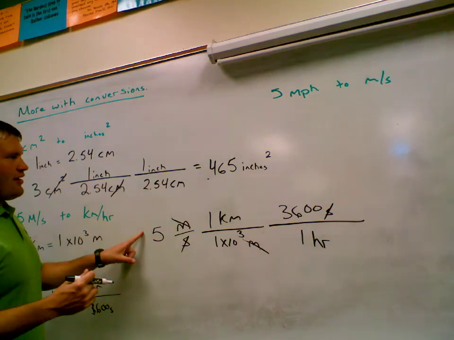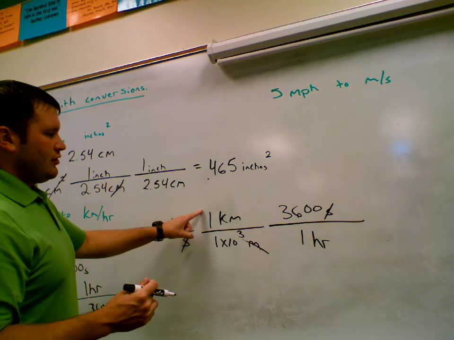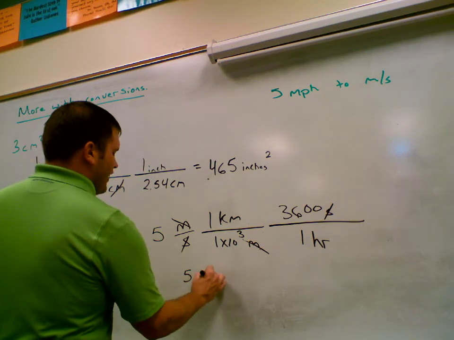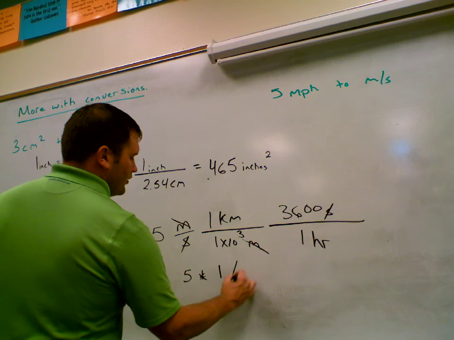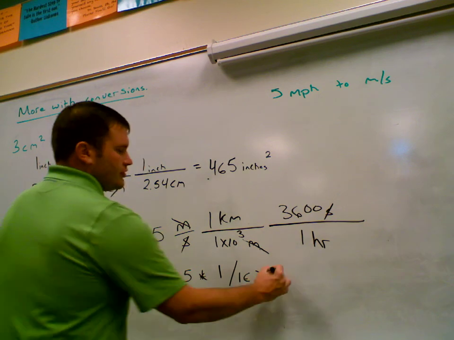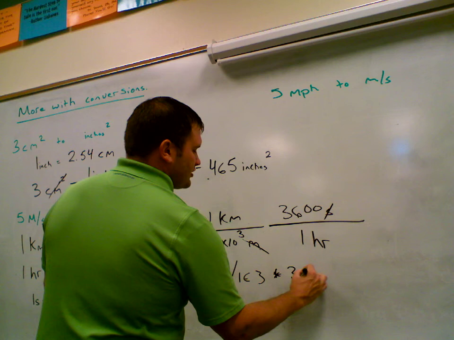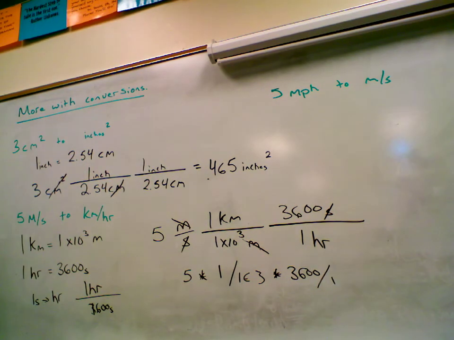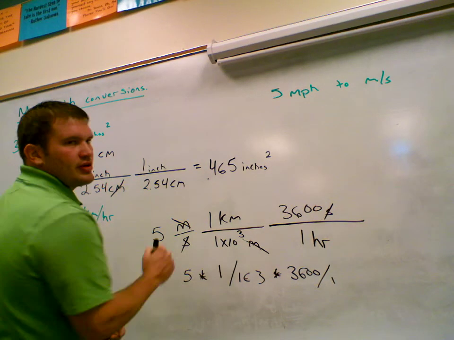Right? 5 times 1 divided by 1e3 right here. So 5 times 1 divided by 1e3 times 3,600 divided by 1. How did you type in E3? Hit second, comma 3. Hit 1 second, comma 3. Good question, Kevin. Kim. The E fills in for times 10 to the 3.